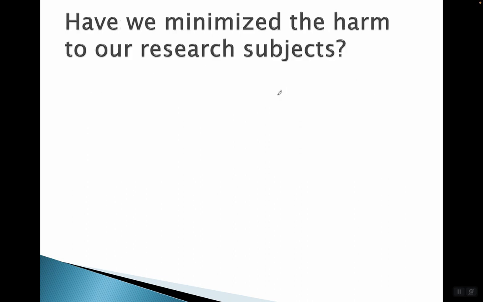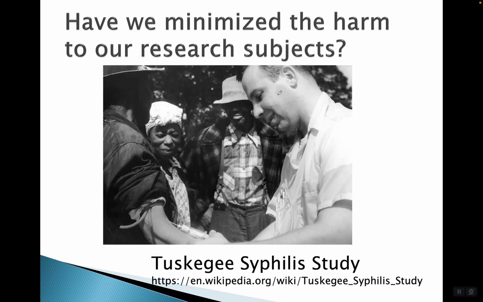Have we minimized the harm to our research subjects? The most notorious example of this is the Tuskegee syphilis study, in which researchers tracked the development of syphilis in 400 African American men over 40 years. These men just assumed that they were being treated for syphilis. They weren't. It's appalling. It's just terrible.